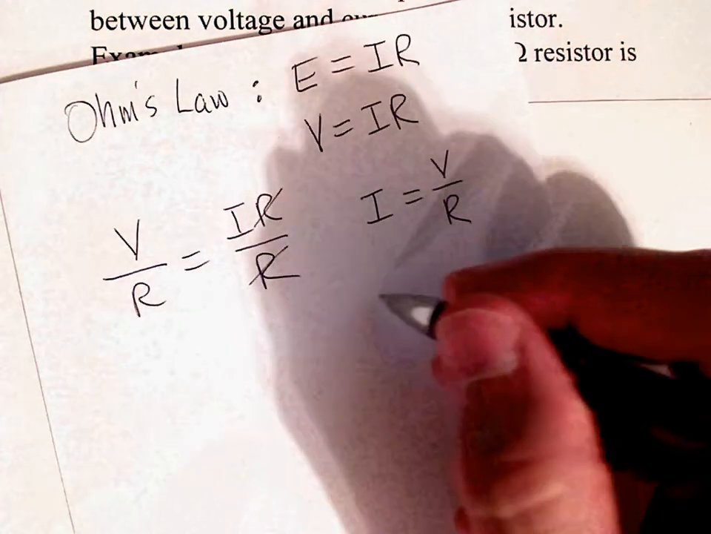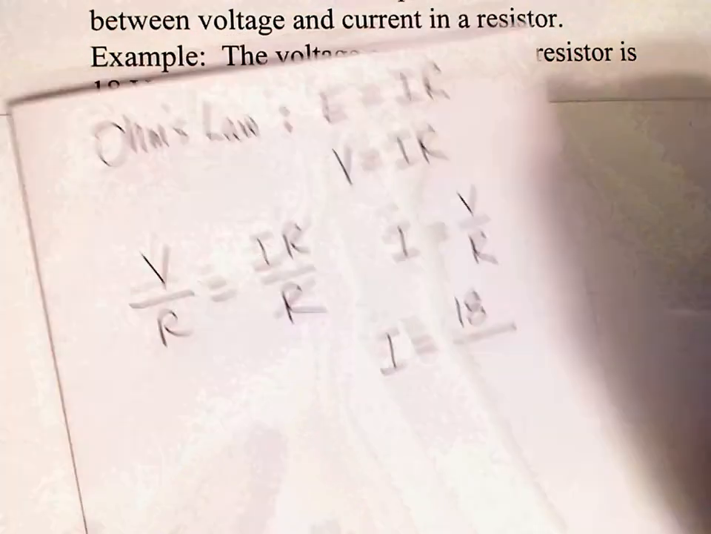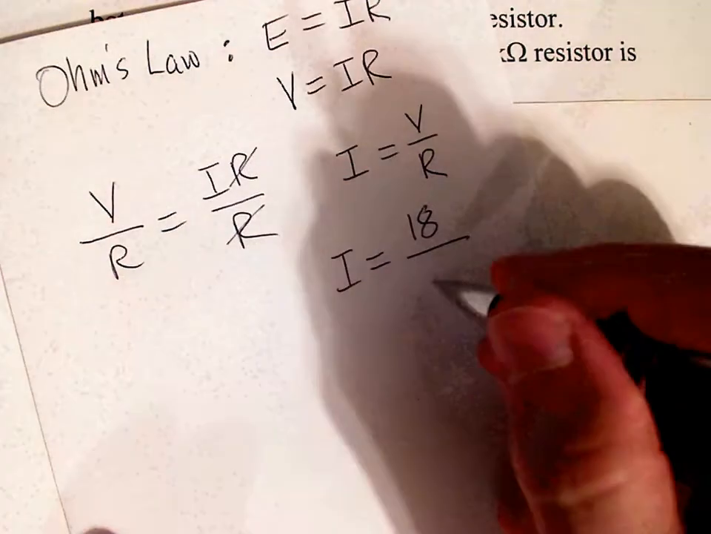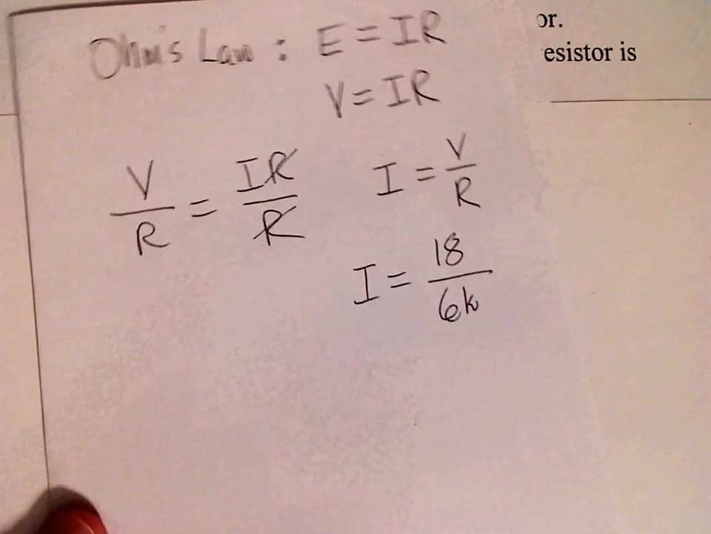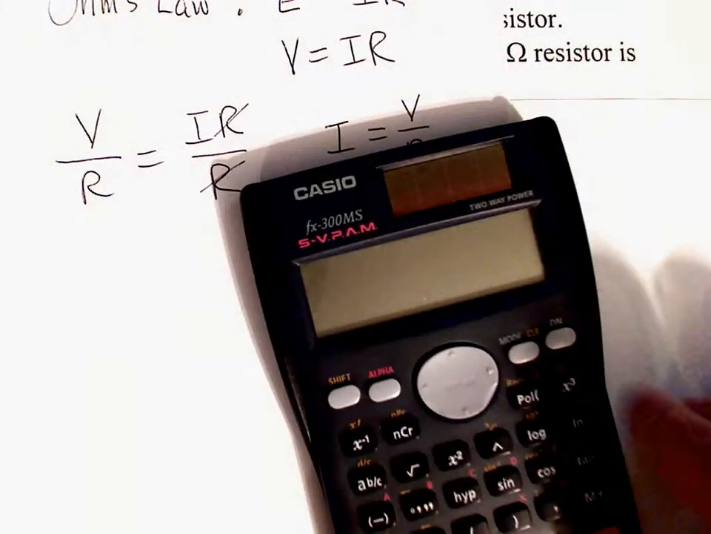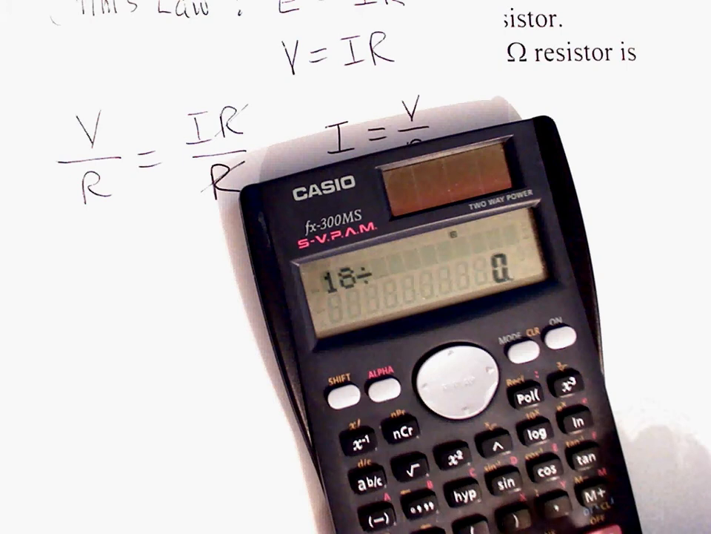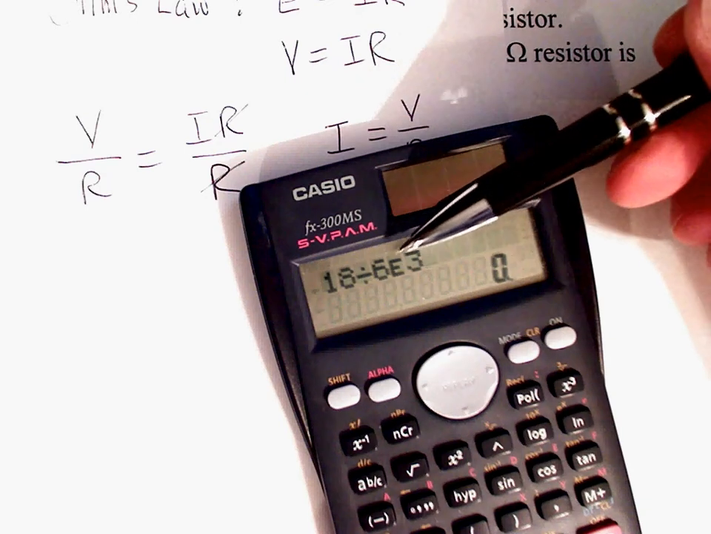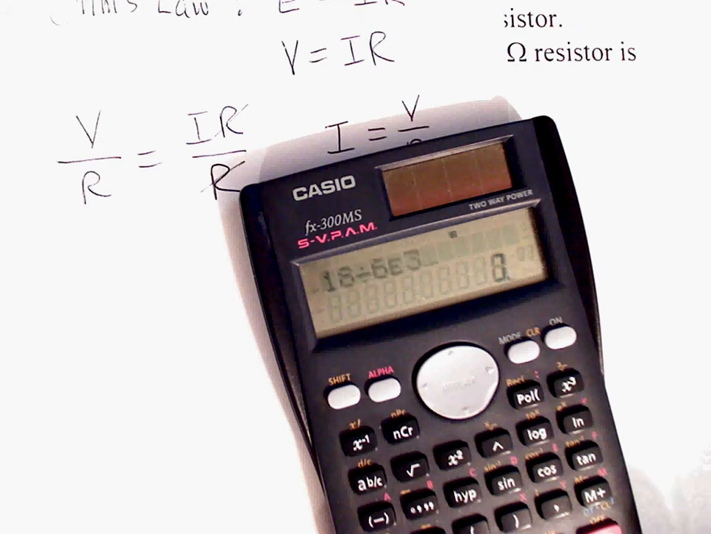V is 18 volts, 18, and R is 6 kilo ohms, 6K, and of course that K represents the multiplier times 10 to the third, right? So 18 divided by 6 times 10 to the third. Of course, you know this calculator shorthand for times 10 to the power, which follows, letter E.